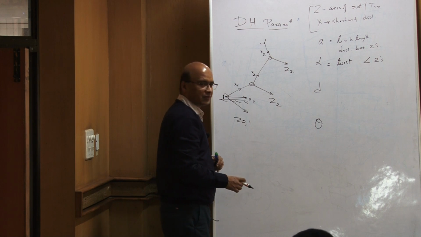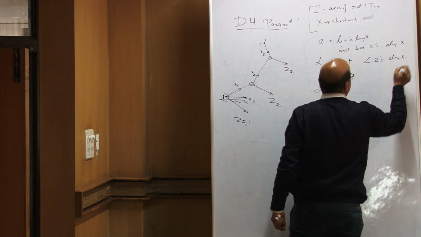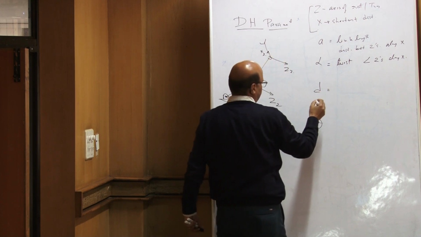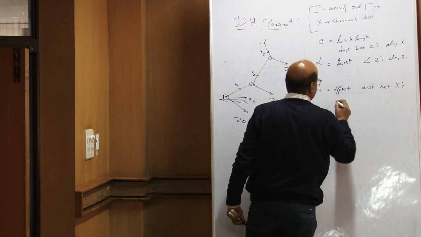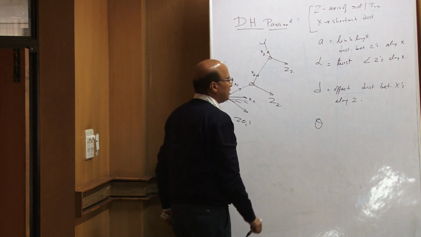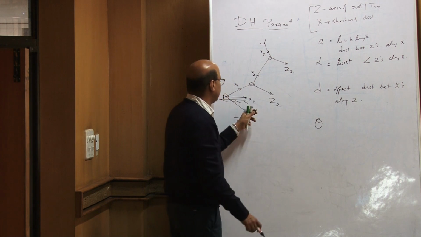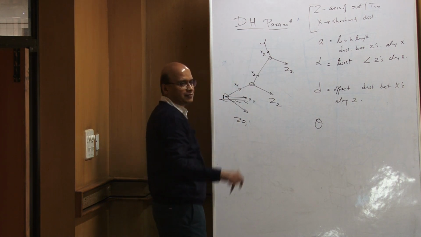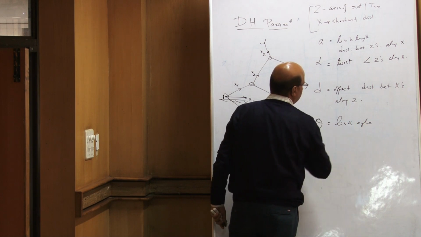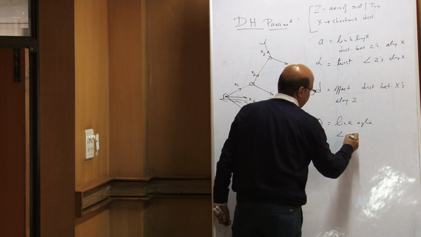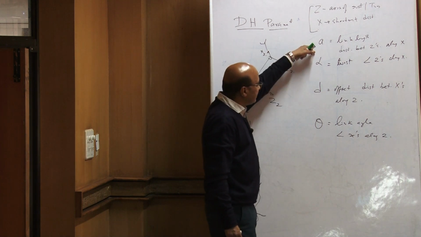About x. Okay. So this is the distance between z's along x. A, alpha, and d is the distance. d is the offset between x's. So d is the offset distance between the x axes, and it is measured along the z axis. In this case, the x axes are all intersecting, so there is no offset distance. So A, alpha, d and theta. Theta is called the link angle. If you note, it is only the x axis and z axis that play a role, nothing else.